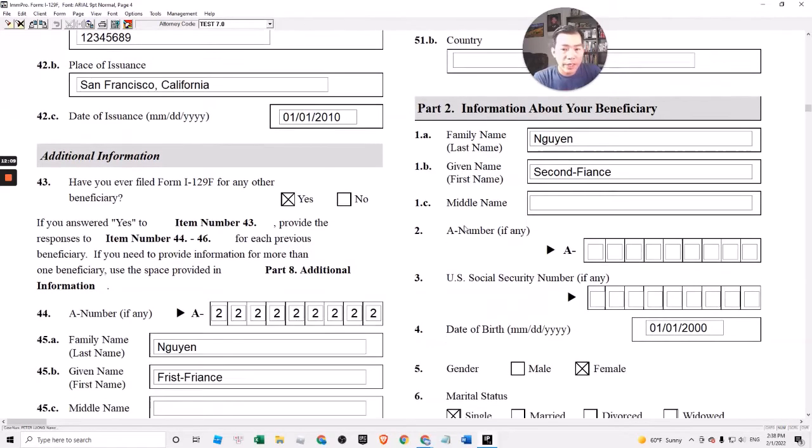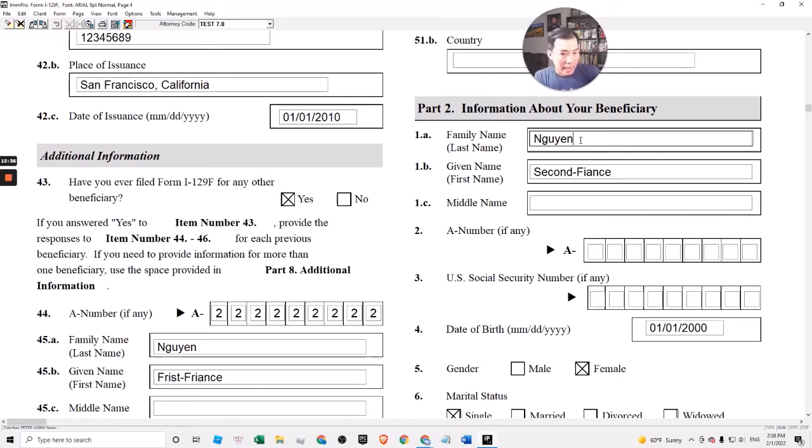Okay, we just finished part 1, information about you. Now we are moving to part 2, information about your fiancé. They call them the beneficiary. So they categorize you as the petitioner and your fiancé as the beneficiary. The information in part 2 is about your fiancé who is overseas, waiting for you to submit this form and bring him or her here to reunite with you.